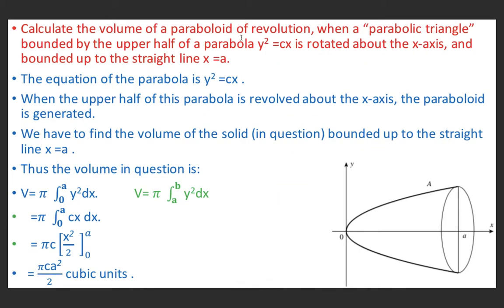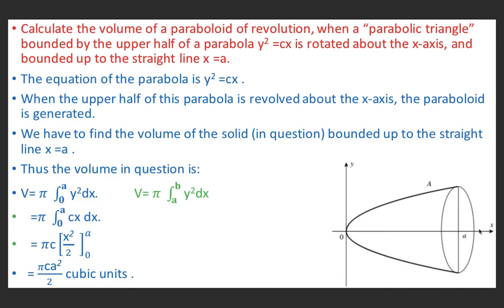Calculate the volume of the paraboloid of revolution when the parabolic triangle bounded by the upper half of the parabola y square equal to cx is rotated about the x-axis and bounded up to the straight line x equal to a. The equation of the parabola is given to be y square equal to cx. This is the upper half of the parabola and this is the lower half of the parabola. When the upper half of the parabola is revolved about the x-axis, the paraboloid is generated. This we have seen in the earlier example also.